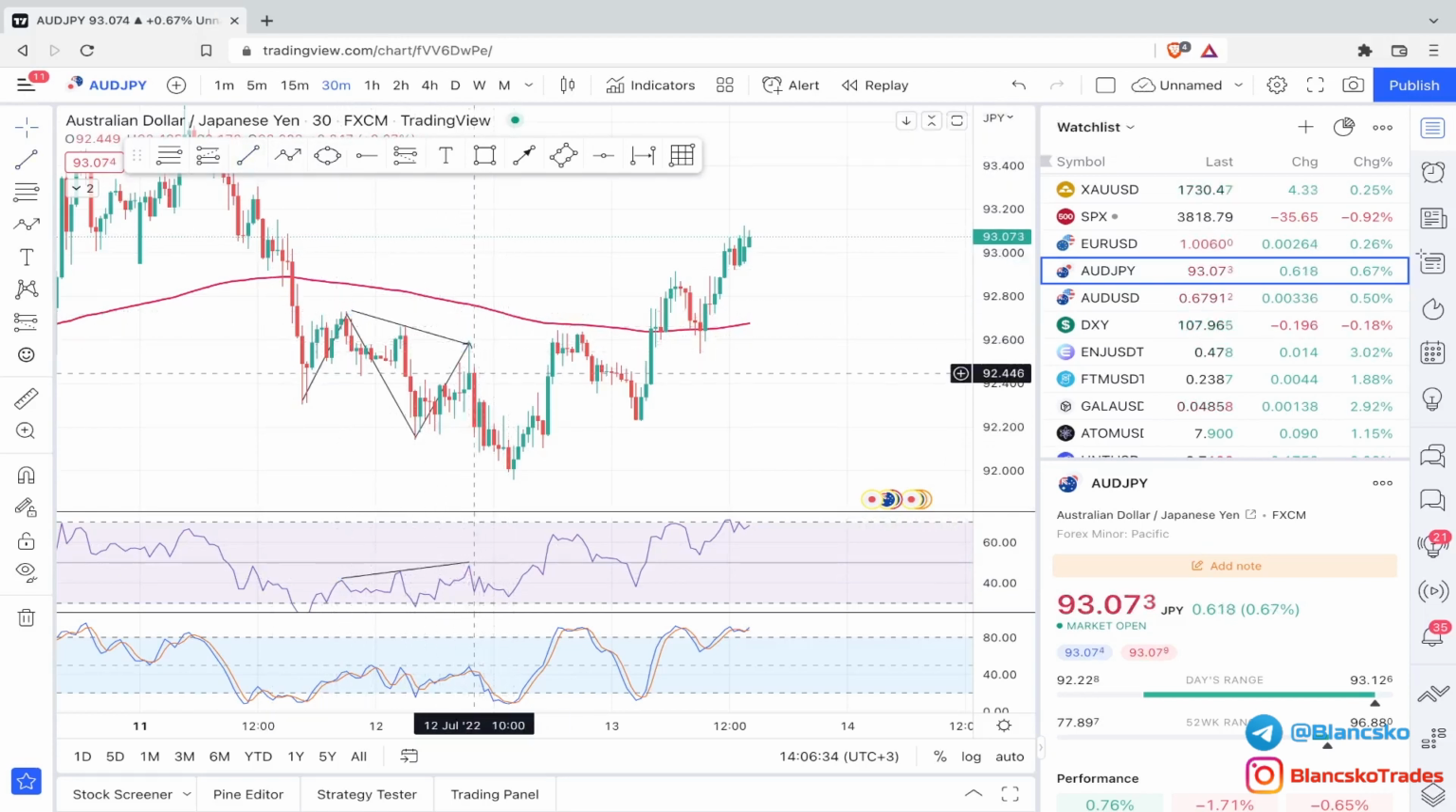After that, we look for a crossover of the stochastic, and we would have entered the sell right here. But if you get a big candle, this is a very important rule.